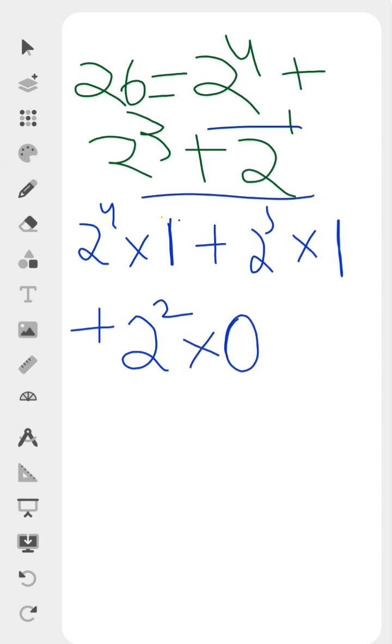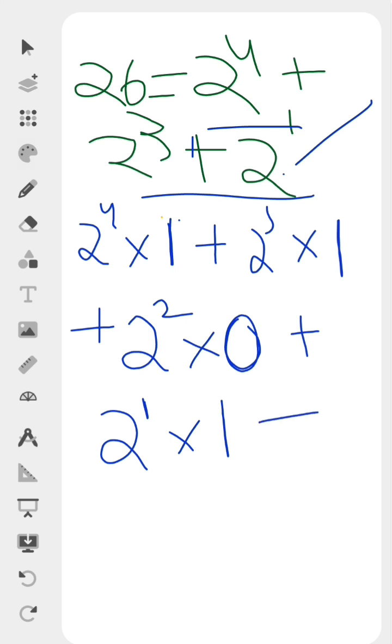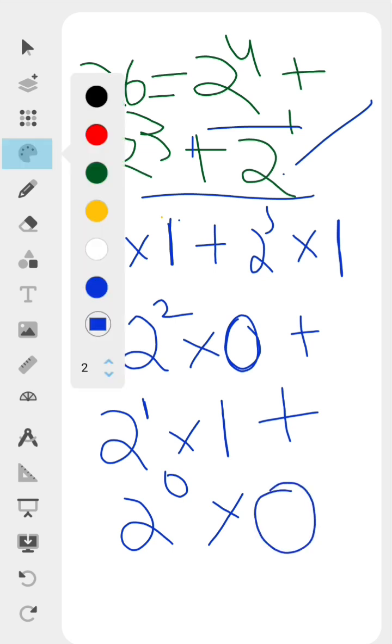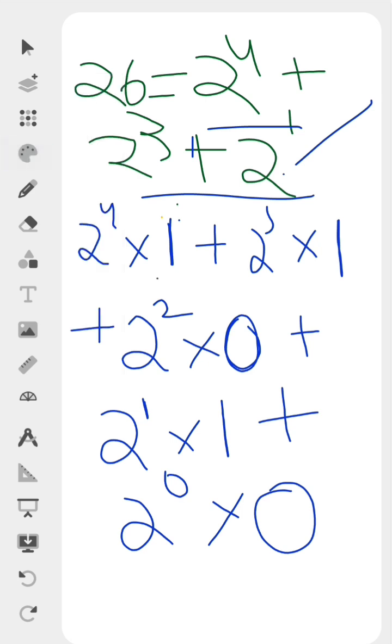So I can just multiply it by 2 to the power 1, and it is present in this expansion, so I will write it and multiply it by 1 because I needed it, and 2 to the power 0. Why? Because again it is not in this expansion, so I will just write a 0. Now I will highlight the numbers: this one, this one, this 0, this one, and this 0.